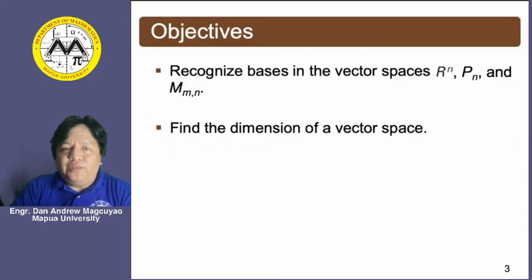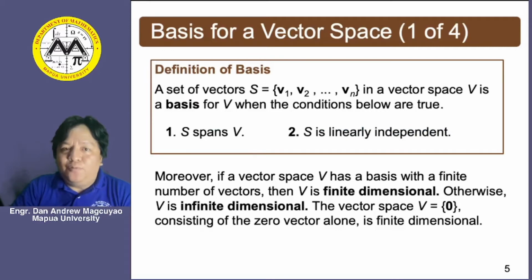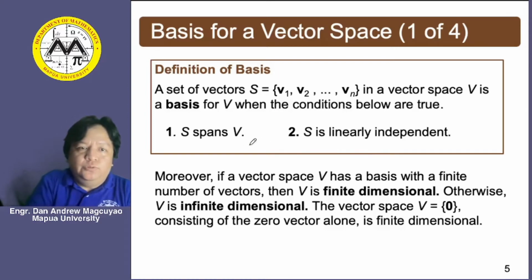The objectives for this lecture are to recognize bases in the vector spaces R^n, P_n, and M_{m,n}, and find the dimension of the vector space. Basis for a vector space. A set of vectors S composed of the vectors v1, v2, up to vn in a vector space V is a basis for V when the conditions below are true. So it must be a spanning set. S must be a spanning set of V, and the vectors in S are linearly independent.